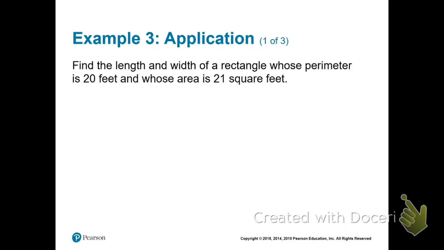All right, so for example 3, using systems, let's find the length and the width of a rectangle whose perimeter is 20 feet and whose area is 21 square feet. What do we know about the perimeter of a rectangle? Perimeter is equal to length plus width plus width, or we could say 2L plus 2W. It told me here the perimeter is 20 feet, which means 20 is equal to 2L plus 2W.